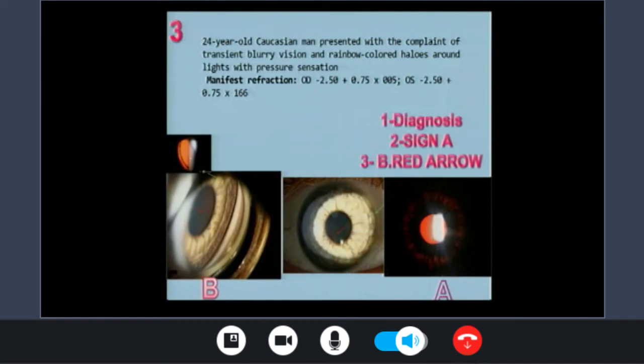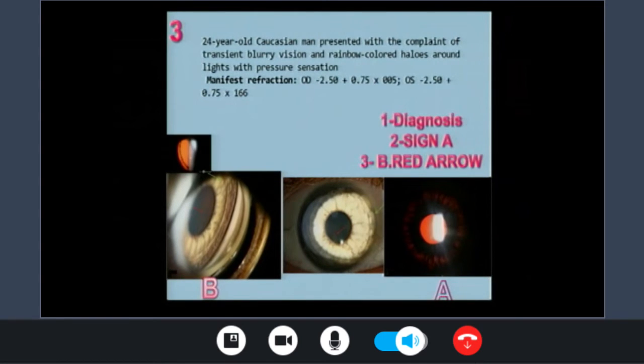Third question. A 24 years old Caucasian man presented with complaint of transient blurring of vision with rainbow colored halos around the light with pressure sensation. The refraction is myopic refraction. Is it clear or not? Very clear. So number 1, the diagnosis. Number 1, you should write the diagnosis. What is this type? What is the diagnosis here?